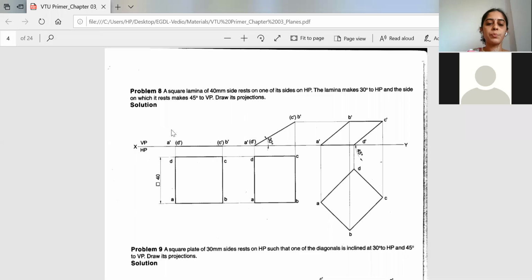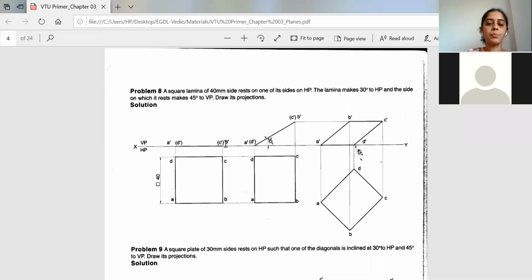So this is the first stage. After this, what has been told: the lamina makes 30° to HP and the side on which it rests makes 45° to VP. So after the first stage, even in a square lamina problem, we have to take the inclination with respect to HP only first. So first you will take the inclination to HP. You will shift the front view for the 30° line. First you will leave some space, fix this point A dash and D dash, and from there you take the 30° line.